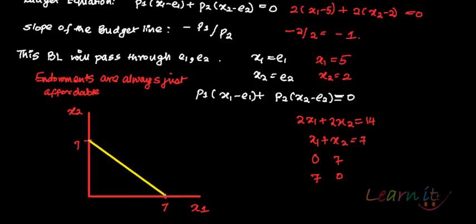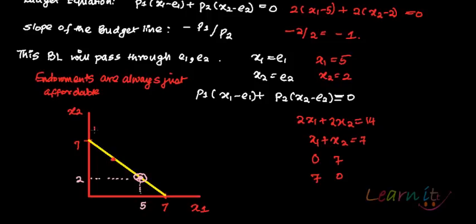Okay, and remember that at this point, your x1 is equal to 5 and x2 is equal to 2. Somewhere here, this is 5 and this is 2. Now this point is an affordable point. This point will lie on the budget line because endowments are always just affordable.